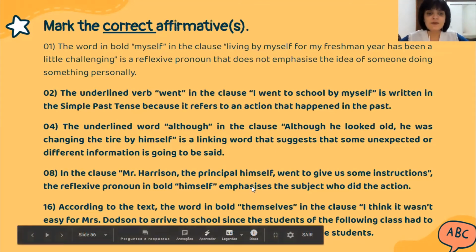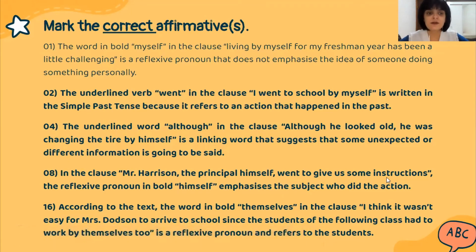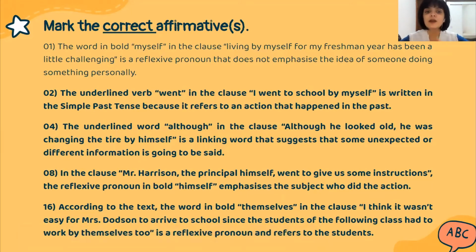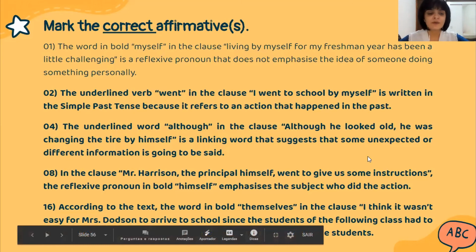Now the fourth one. In the clause, Mr. Harrison, the principal himself, went to give us some instructions. The reflexive pronoun in bold himself emphasizes the subject who did the action. Então aqui o pronome reflexivo himself está sendo utilizado para enfatizar o sujeito da ação, que é de fato o Mr. Harrison, o diretor do colégio, especificamente que executou a ação.